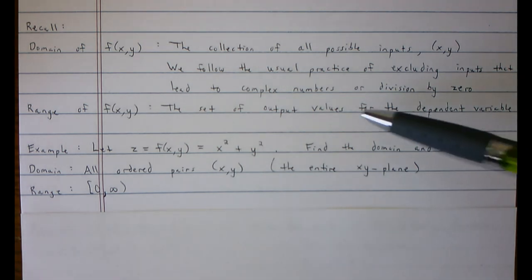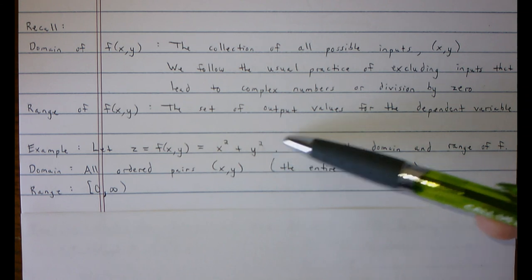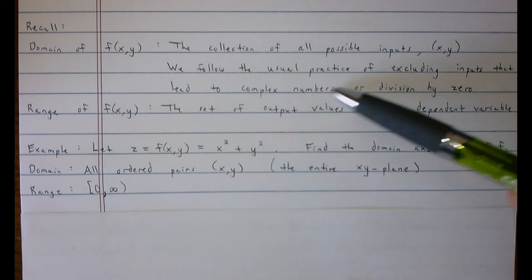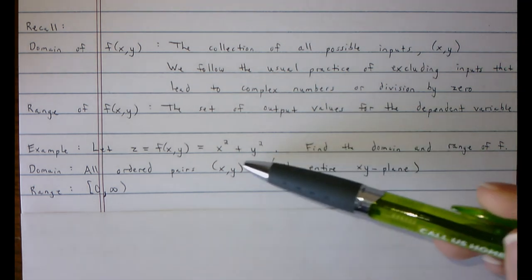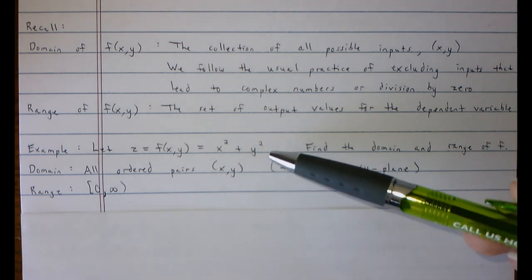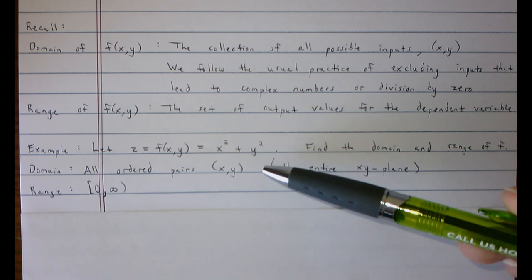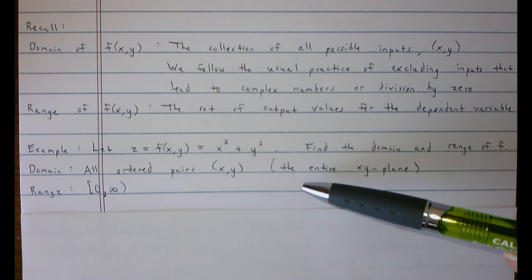So in thinking about the collection of possible inputs, you have to ask, are there any values or ordered pairs x, y that we cannot enter into this formula? So we want to be on the lookout for division by 0 or something leading to a complex number. Well, that's not going to happen here. You can plug in anything you want for x and y, and you get a real number output. So the domain is all ordered pairs x comma y, or the entire xy plane.